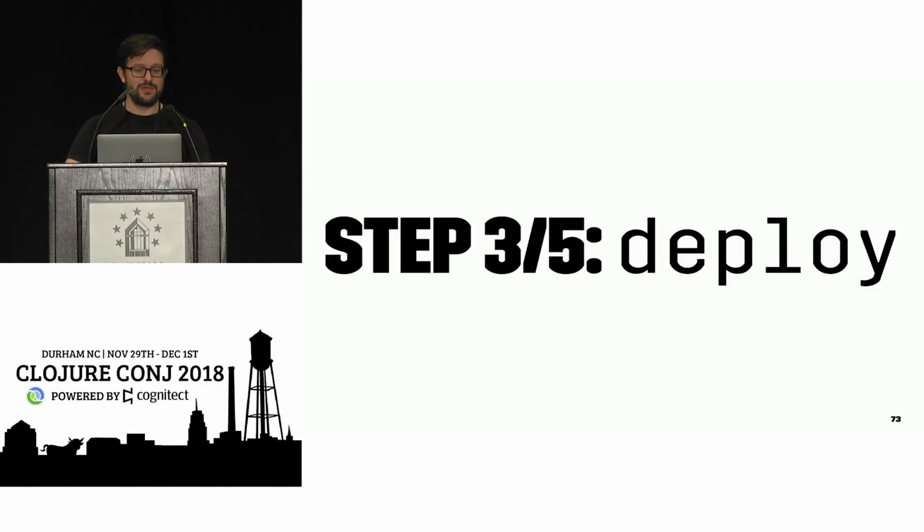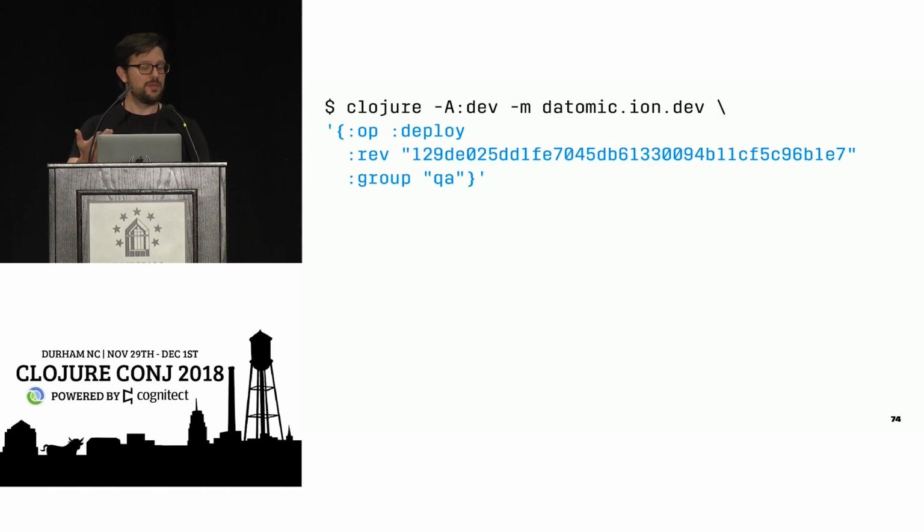Third step out of 5, deploy. Revision doesn't mean that it got deployed. It's just an artifact that needs to be deployed on a system. So for deploy, you also use the same command but with a different operation called deploy. You specify the revision you want to deploy, the commit SHA, and the computing group that you want to deploy it to, which in this case, I'm assuming that I have a computing group for just quality assurance purposes that I called QA. It's one of the conventions we've been using internally.